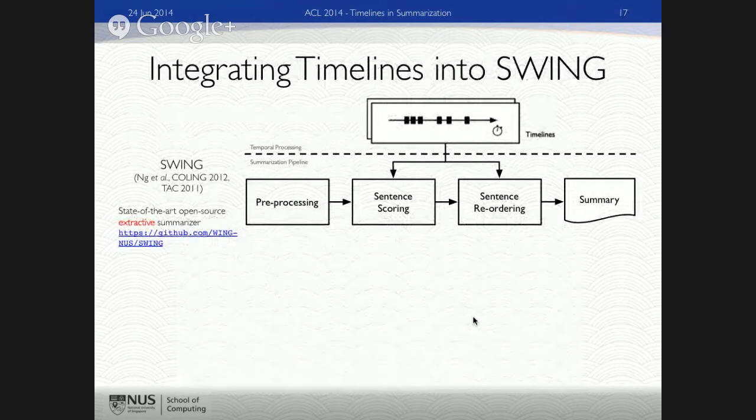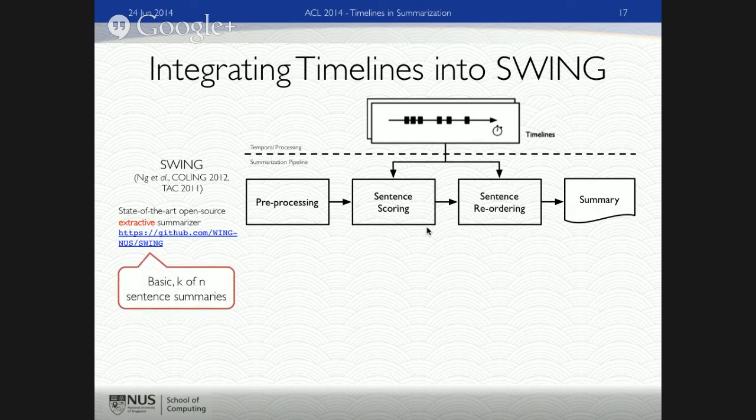So we want to integrate timeline information into the summarization process, and how we do that is incorporated into a multi-document, extractive summarization system. This is the SWING system from my group. It's a state-of-the-art, open source summarization system, which you can find on GitHub. It participated in TAC and did fairly well. We did some optimization for ROUGE for it.